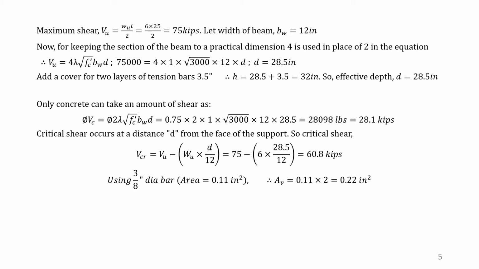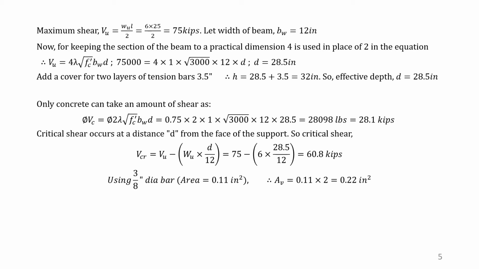So again we have to find the effective depth, though it is the same, because the dimension has come to a round figure. Again, after deducting 3.5, the cover dimension, from 32, the effective depth remains as 28.5 inch. Is it okay?